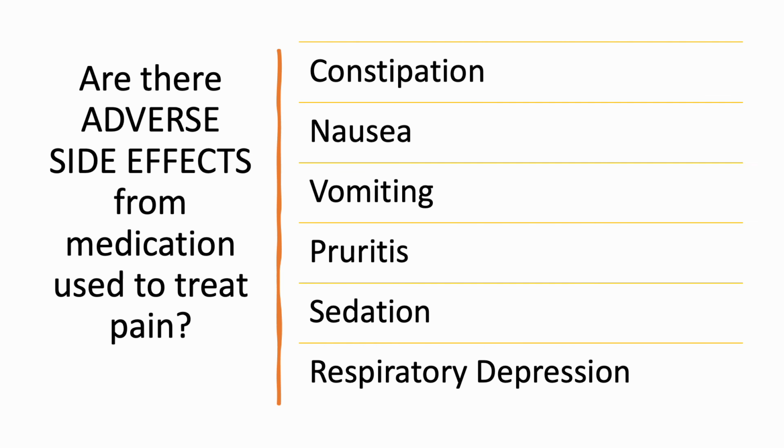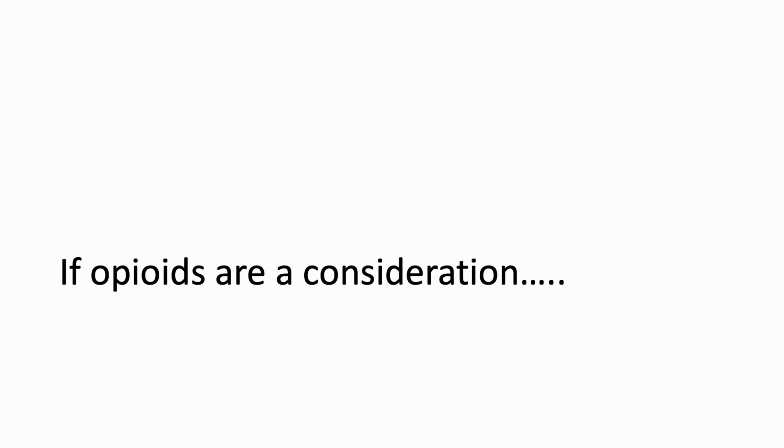The other things to think about: are there adverse effects from the medications used to treat pain? And a lot of these that you see here, whether it's constipation, nausea, vomiting, pruritus, sedation, respiratory depression, are things that we usually associate with opioid therapy, but can be seen with some other medications as well. So what happens if opioids are a consideration?